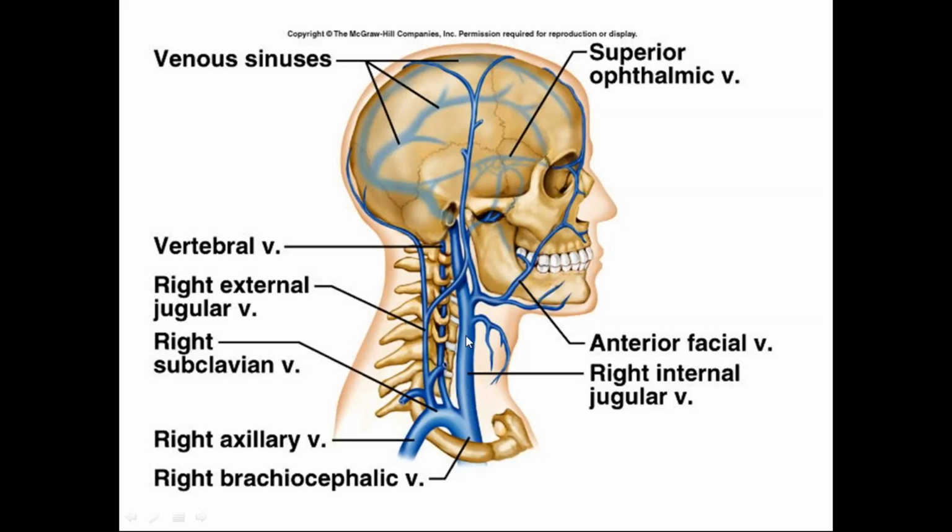Now, the internal jugular vein is going to join together with the subclavian vein. This is the subclavian vein. This subclavian vein together with the internal jugular vein on the right side form the brachiocephalic vein. So try to imagine in 3D the other side. We have a jugular vein with a subclavian vein forming the brachiocephalic vein on the other side.